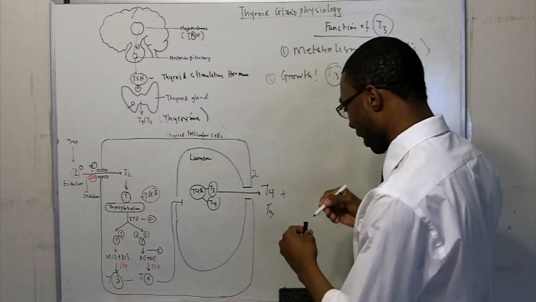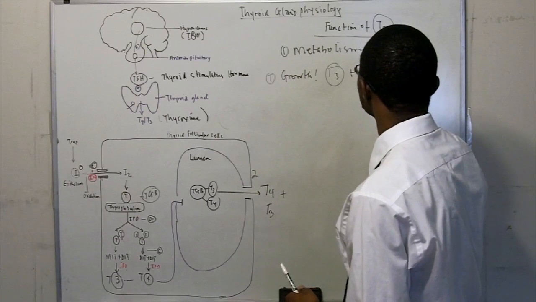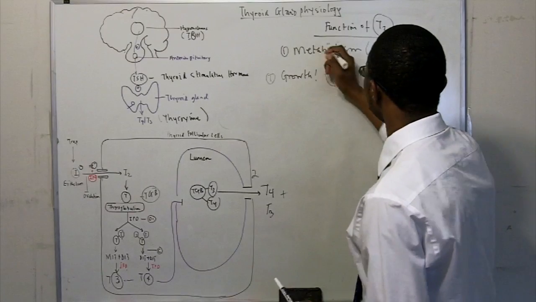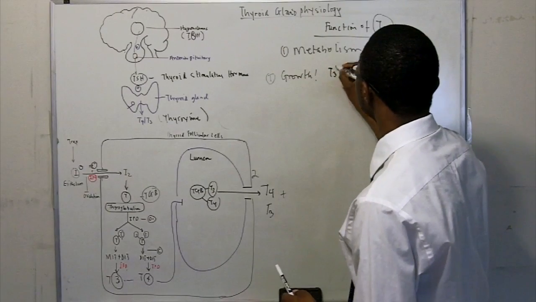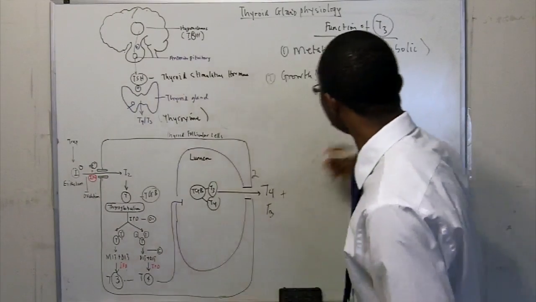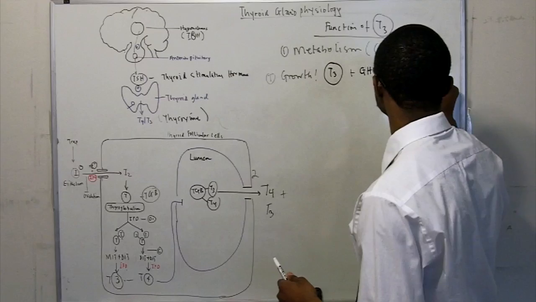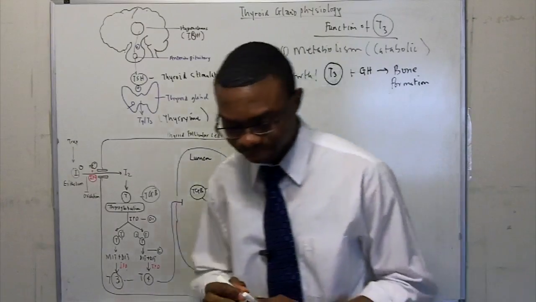So T3 is always hanging out with growth hormone so that you can grow. That is needed for growth. What do we need to grow? Bone formation. That's extremely crucial.